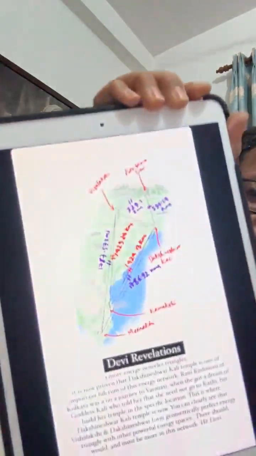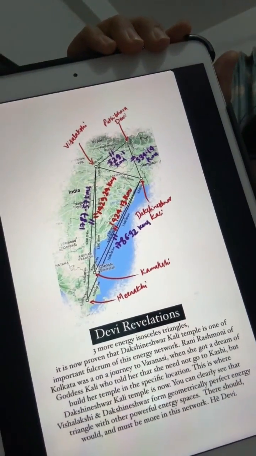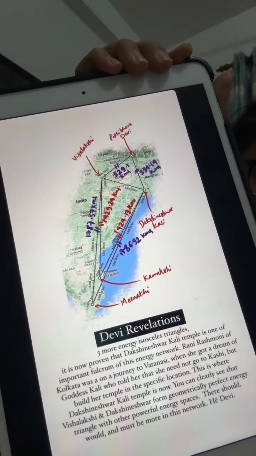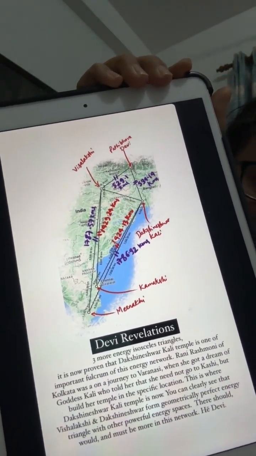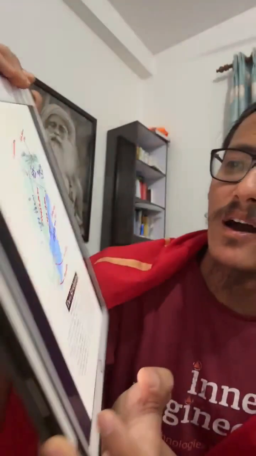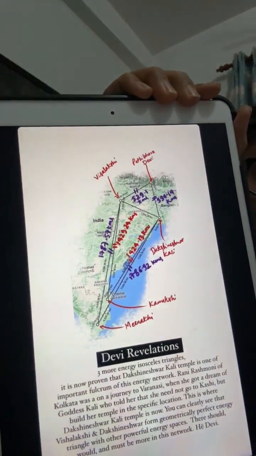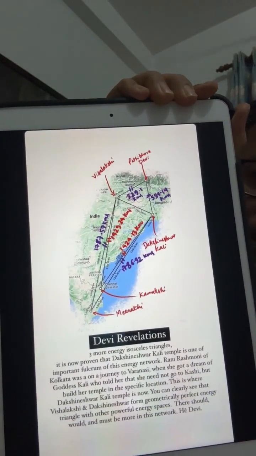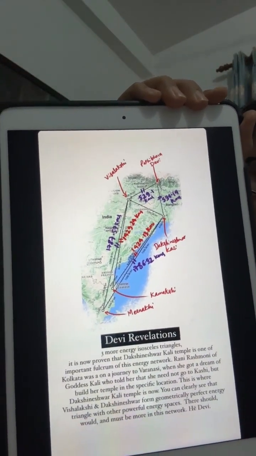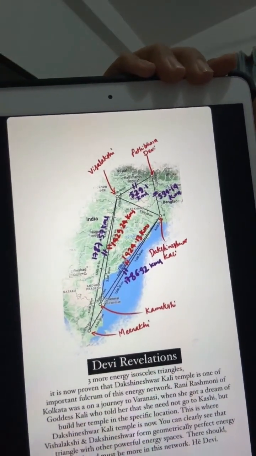So for example, if you see, this is a very powerful one. If you look into this, it actually shows the Meenakshi temple, the Kamakshi temple, the Vishalakshi temple in Varanasi, as well as the Kalighat temple in Kolkata, as well as the Patibara temple. So you can see an example of the isosceles triangle, as well as the equilateral triangle over there. So basically this is the requirement.